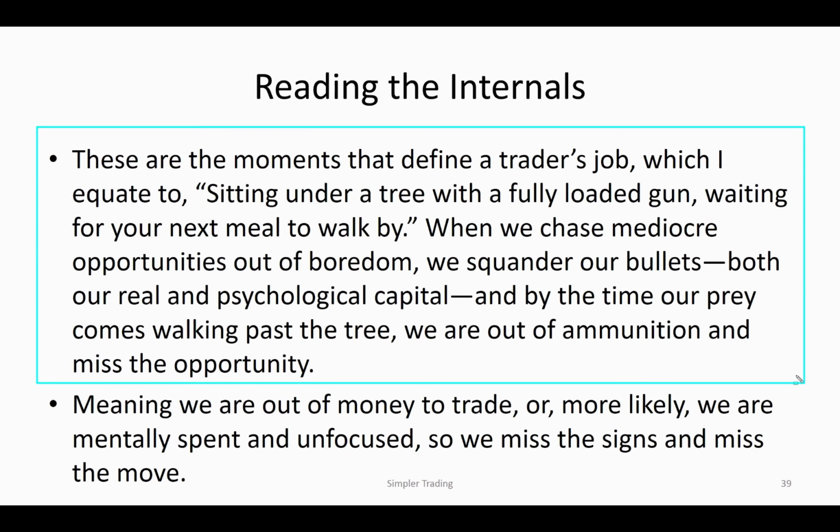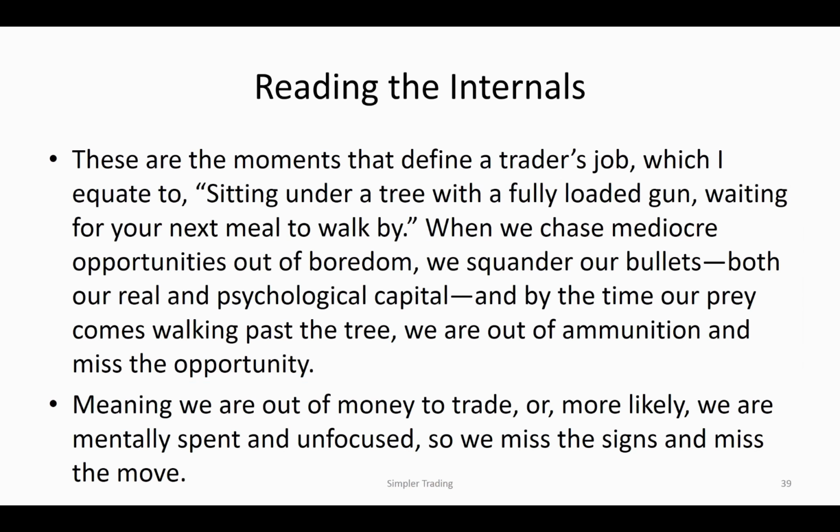Because what happens is when we're out of ammunition, and that could be out of money if we squandered away our cash, but more often than not we're out of psychological capital, meaning that we are mentally spent and unfocused, so we miss the signs and miss the big move that comes along. So you've got to be patient.